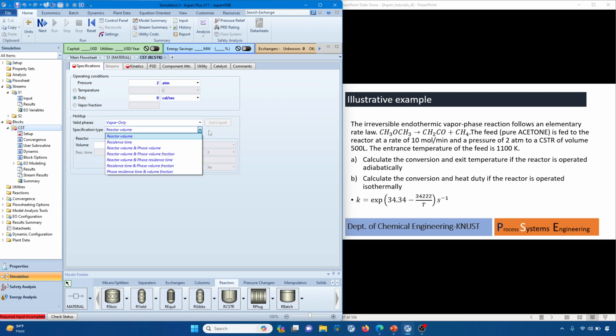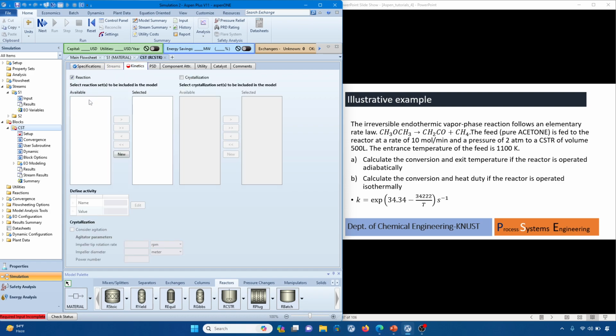The specification type is the reactor volume in liters. It's 500 liters. That should be it. So there is the option to add the reaction here under the kinetics tab. You can come to New and add a reaction, but we are going to go through the general way of adding reactions in Aspen Plus.